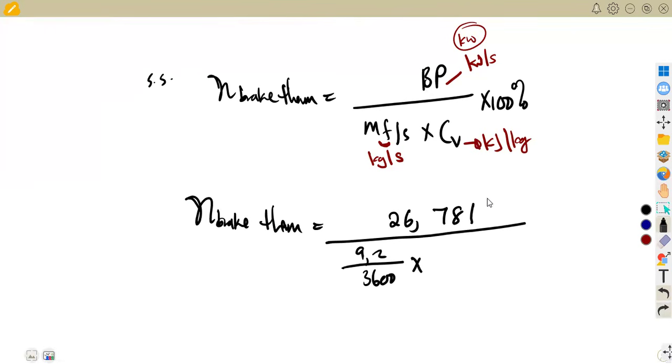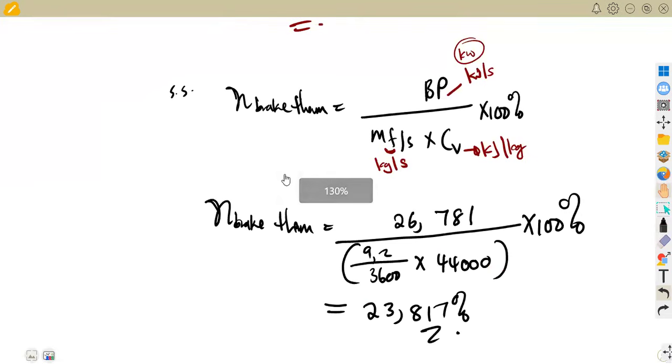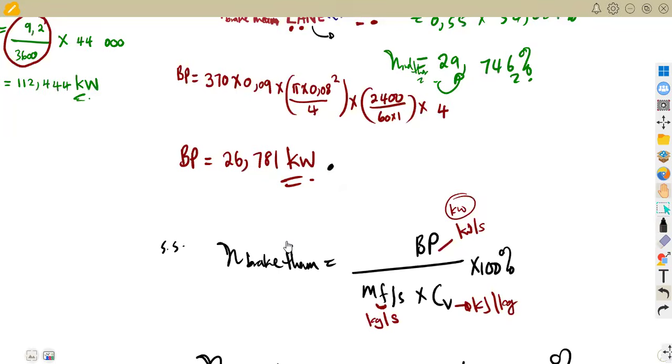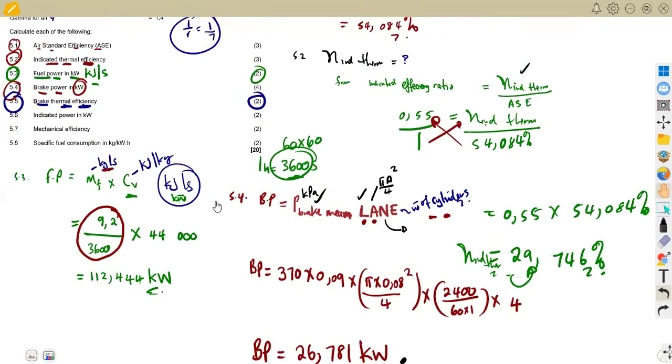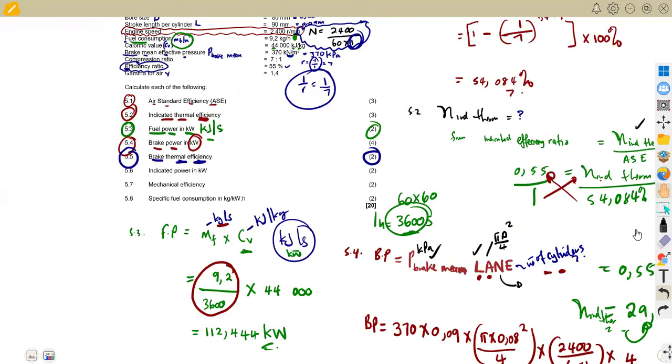Remember, we are given this directly, as it is. It was 44,000. Let us not waste much time here. So times 100%, we have got the efficiency. So our brake thermal efficiency is going to give us something like 23,8173 decimal places, as a percentage. It's a play around of formulas. We are playing with our formulas. That's power machines from N5. Nothing has changed. All right, 5.6.